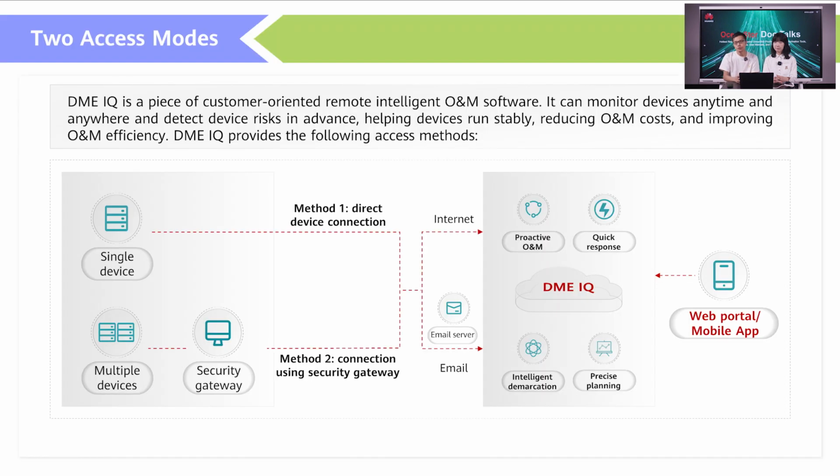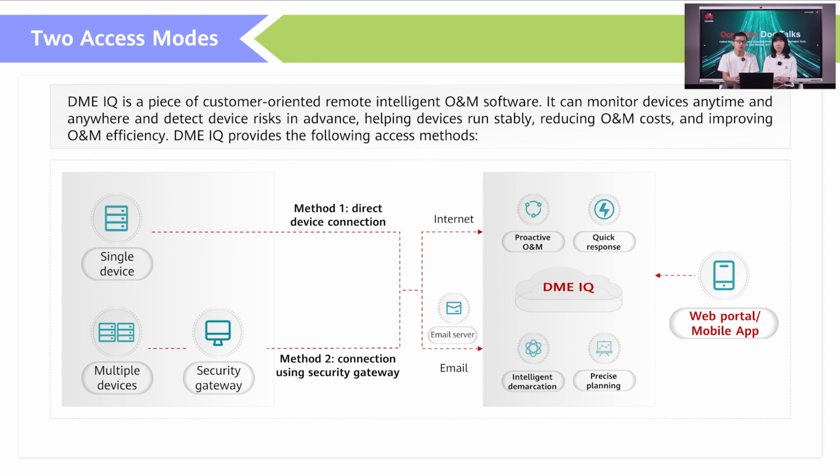One method is to use a piece of independent software, Secure Cloud Gateway. It is deployed on a Windows server at the customer's site. You can add a device to the Secure Cloud Gateway, then the gateway can report device alarms and O&M data to the DME IQ cloud system so that the partner can use the data on the partner portal.